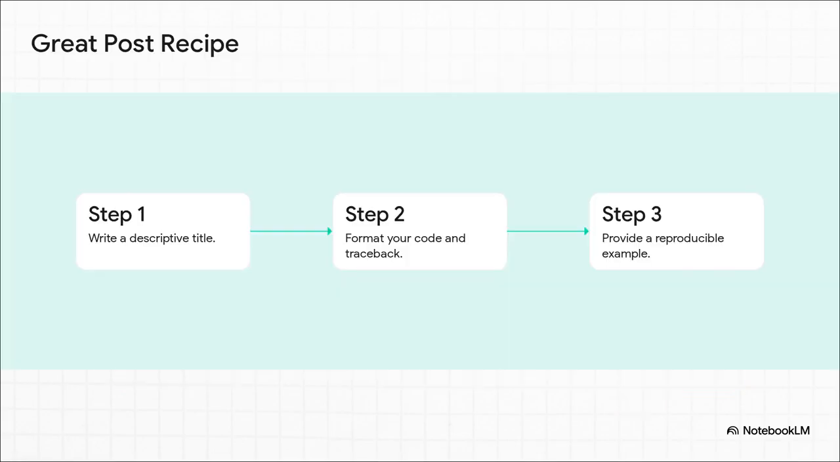This post doesn't just ask for help, it actively makes it incredibly easy for the community to provide it. So let's just boil it all down to a simple recipe. 3 steps. 1. Write a descriptive title that tells people what the error is and where it is. 2. Format your code and the full traceback so it's easy to read. And 3. Provide that minimal reproducible example. That's it. That's the formula for getting great answers.